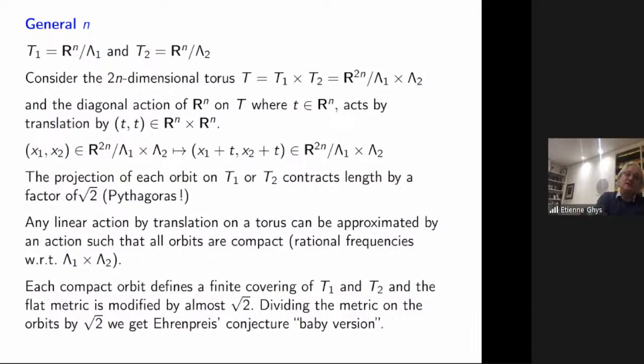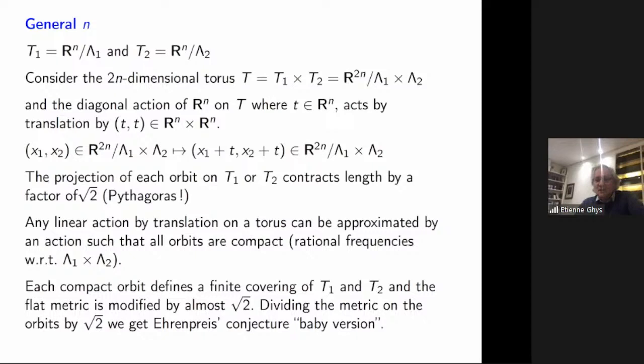So you have a foliation given by the orbits. The foliation has dimension n in this 2n-dimensional space. And the projection of each orbit on each factor T1 or T2 is simply a contraction of the length by a constant factor, square root of 2, because it's a 45 degree angle, the Pythagoras theorem. So you have this 2n-dimensional torus foliated by n-dimensional leaves, and the projection on each factor has a constant dilation. And what you do now is you have a linear action on the torus, you just approximate it by a rational one.